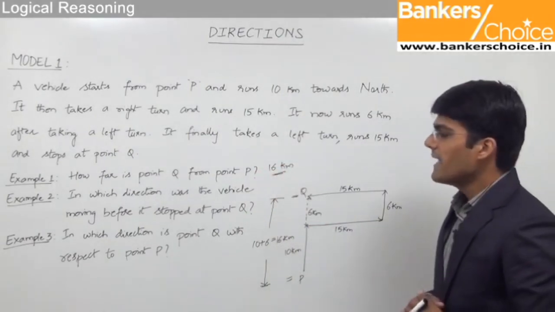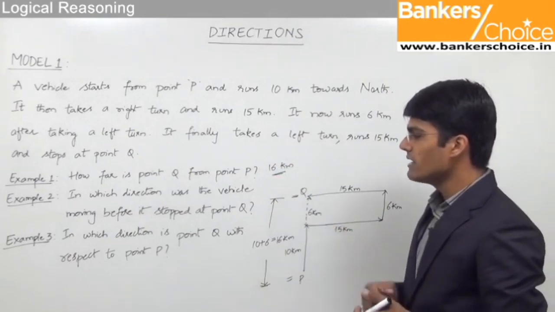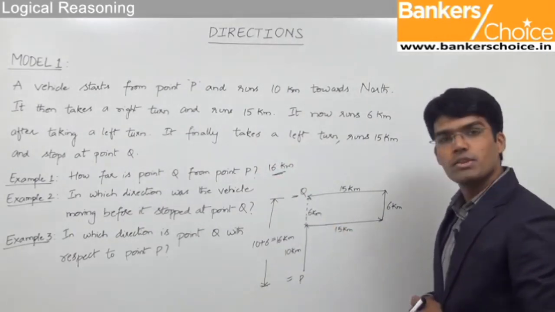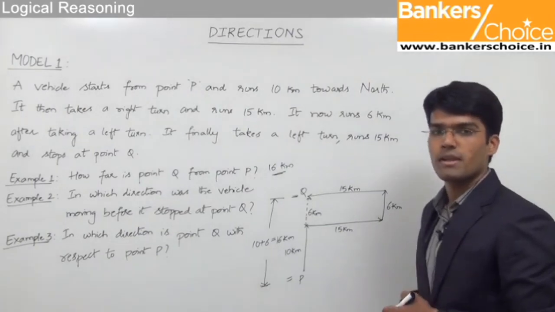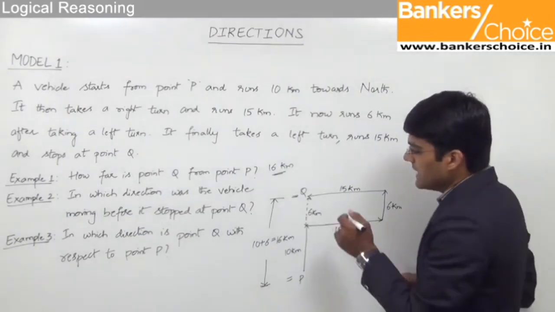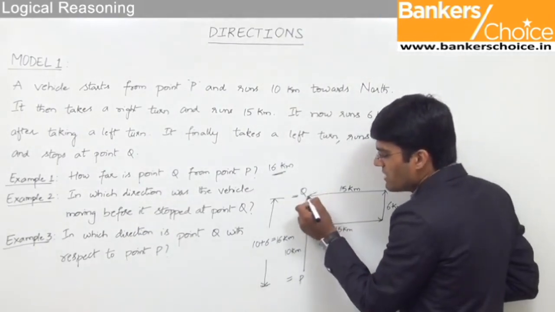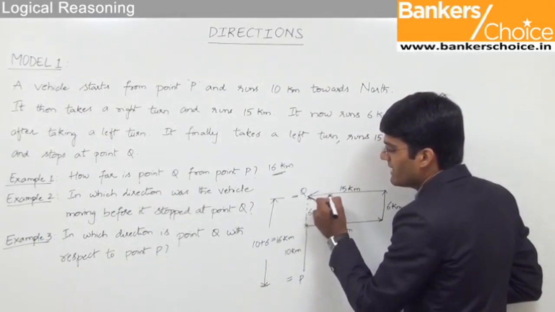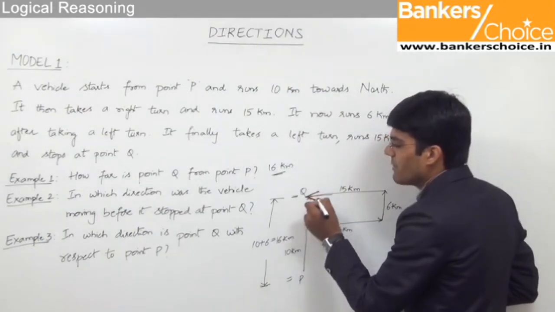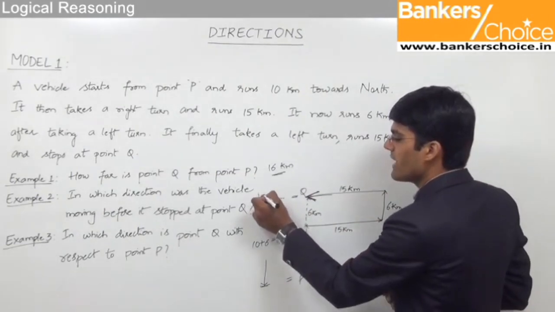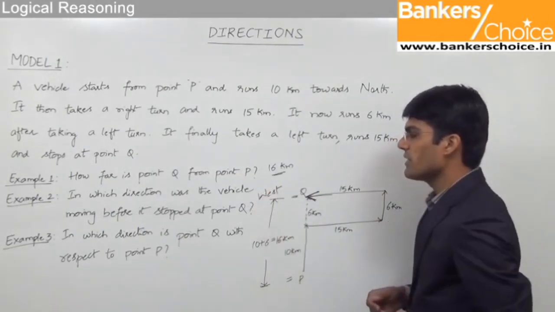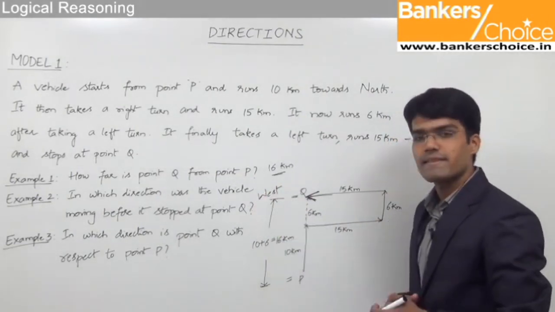The next question is, in which direction was the vehicle moving before it stopped at point Q? So we are supposed to find out the direction of the vehicle before it had stopped at point Q. Very clearly, before stopping at point Q, the vehicle was moving in this direction, and this is nothing but the west. So we can say that the vehicle was moving towards west before stopping at point Q. So the answer for the second question is west.